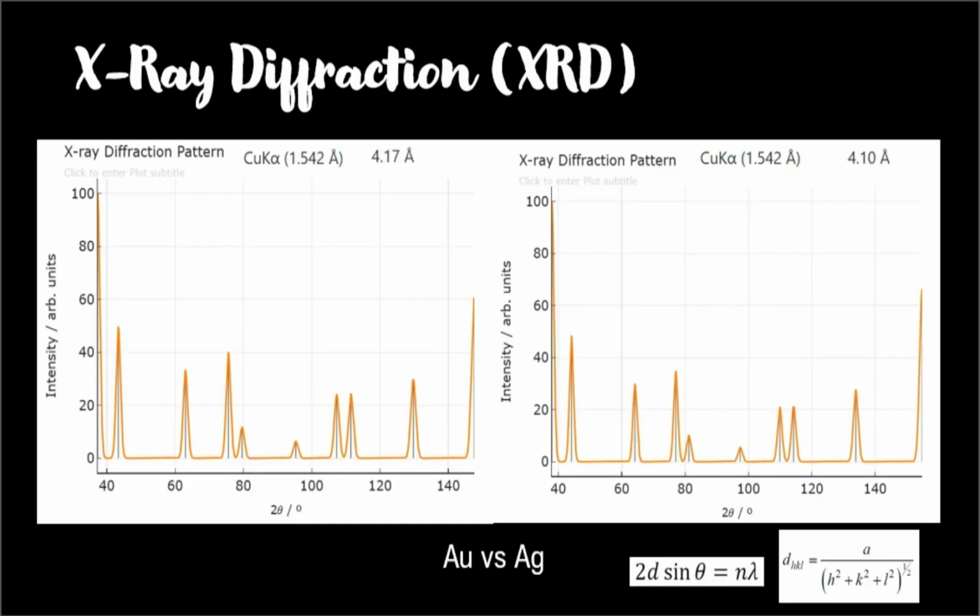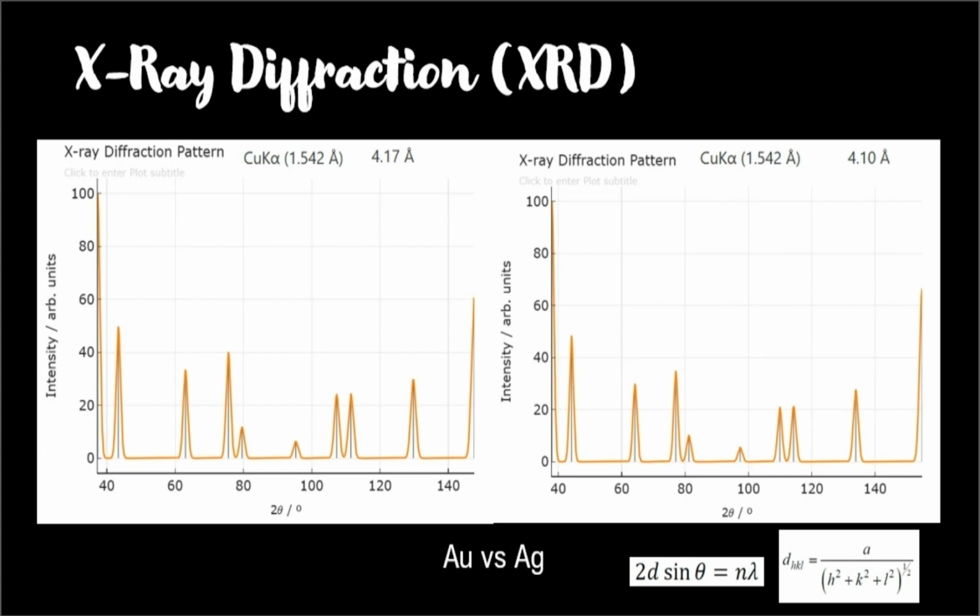So now let's look at the comparison between gold and silver. We can observe here they are both similar, except the 2 theta is shifted. For example, at 80, we can see the peak is just over 80 for gold, and for silver it is shifted to the right side. So what we can conclude here is their lattice constants are different.